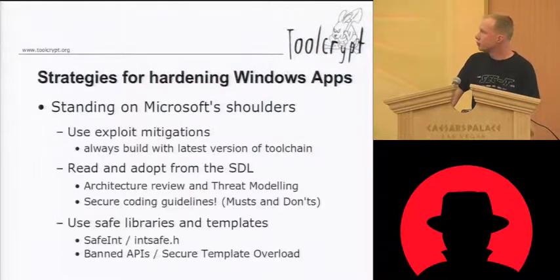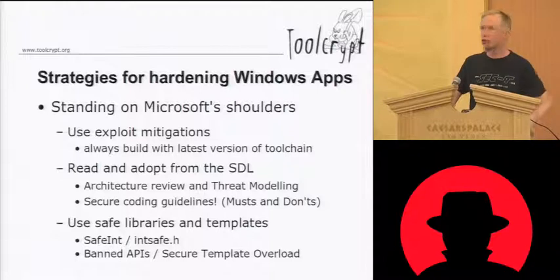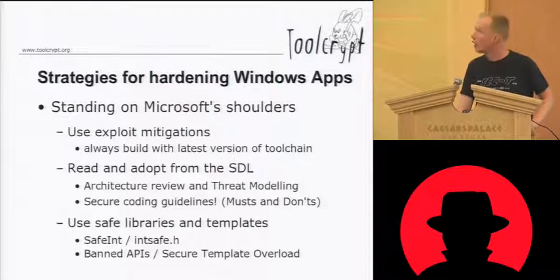So, what can we learn, basically, from Microsoft's almost 10 years journey into trusted computing? Well, we can start to use these exploit mitigations that are available to us both in the toolchain and in Windows, which means that we need to be aware of them and how they work and how we need to, in some cases, enable them for our apps. And always build with the latest toolchain.